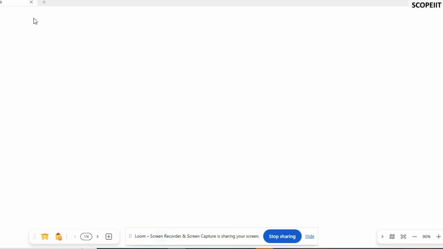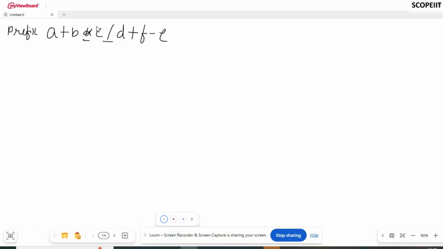Suppose the question I have is a plus b multiplied by c divided by d plus f minus e. Okay, suppose this is the question. So here also multiply and divide have the highest priority. So first of all we will solve multiply. I'm solving infix first, I mean prefix. Okay, first I'm solving prefix for this.